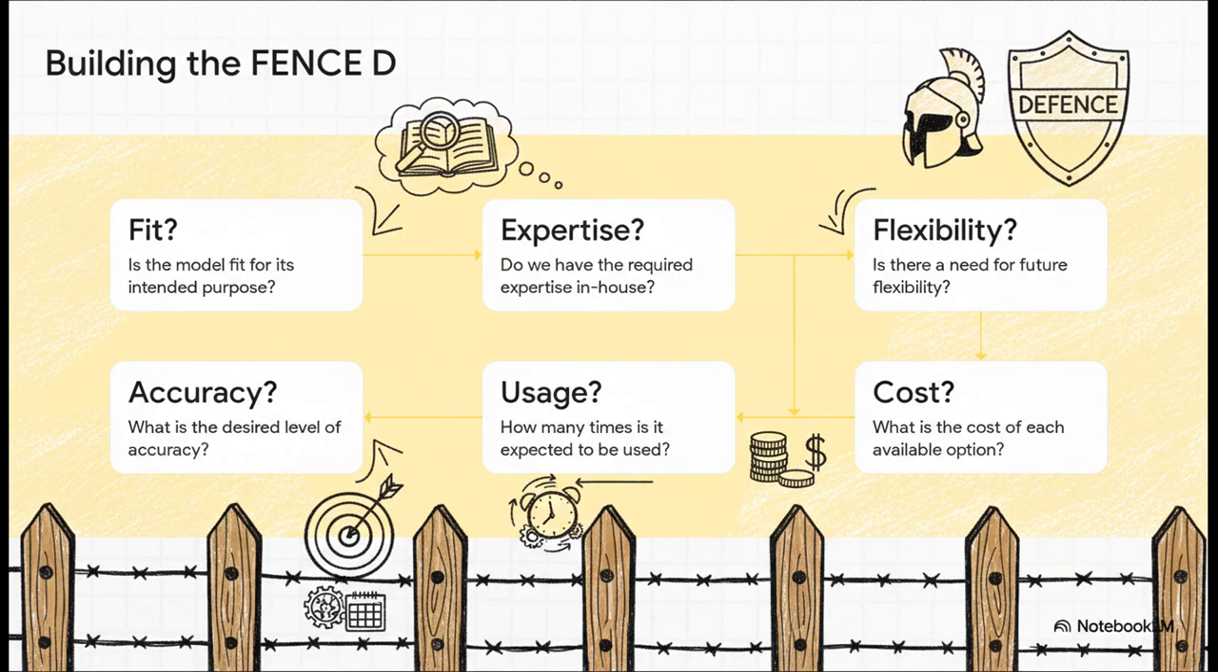So to lock this in, just build that fence in your mind, asking the questions as you go. Is it fit? Do we have the expertise? Do we need flexibility? What's the cost? What's the expected usage? And what's the desired accuracy? Boom, your fence defense is solid. Let's do a quick check. What were the 2 E's? And what about C? You got it. Expertise available and expected number of uses. And C is, of course, the cost.